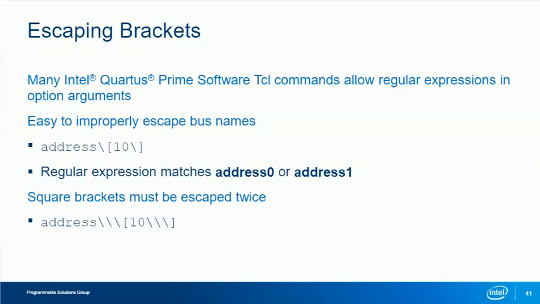For example, address[10] can be interpreted as a regular expression matching address 0 or address 1. If you intend for this to match bit 10 of the address bus, square brackets must be escaped twice. This uses 3 backslashes. The first backslash escapes the second backslash, and the third escapes the square bracket.